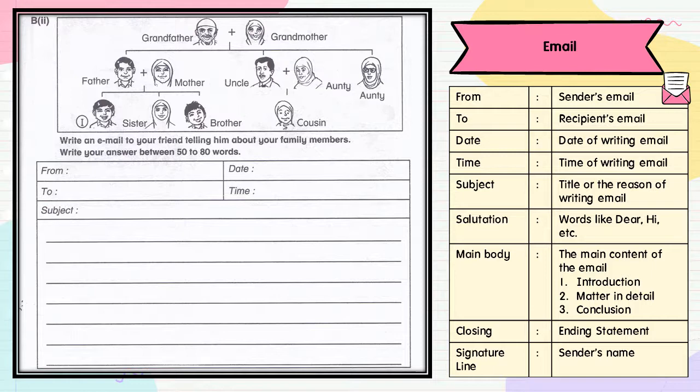Now, let's look at the question. Write an email to your friend telling him about your family members. Him here refers to another boy. So, make sure the recipient's email is also the name of a boy. Okay? You cannot write a girl's name here because the question says him. It asks you to write an email to your friend telling him. So you have to write to your boy friend. Okay?